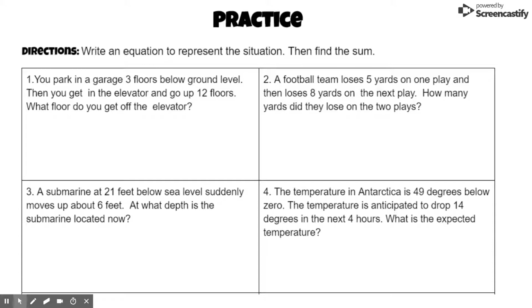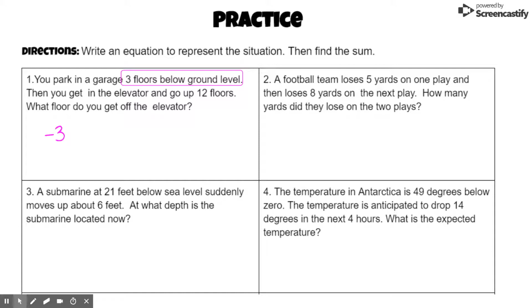So let's take a look at number 1. You park in a garage 3 floors below ground level. Then you get in the elevator and go up 12 floors. What floor do you get off the elevator? So I'm looking for those key integer words, and I first see 3 floors below ground level, which tells me that I'm going to have a negative 3.